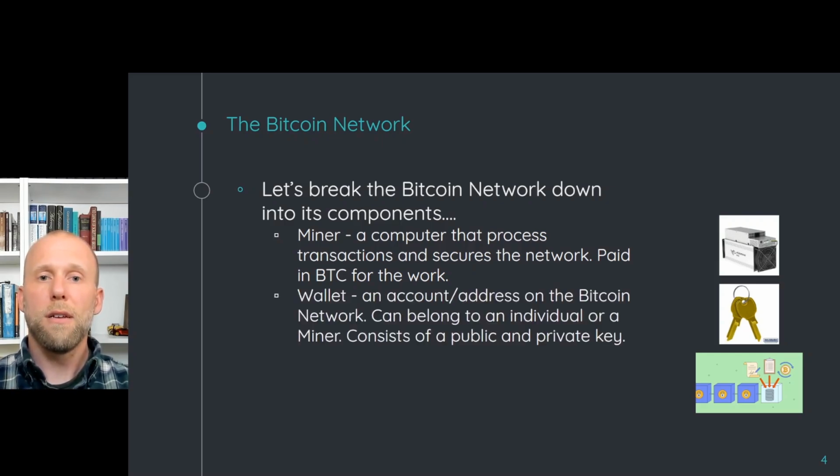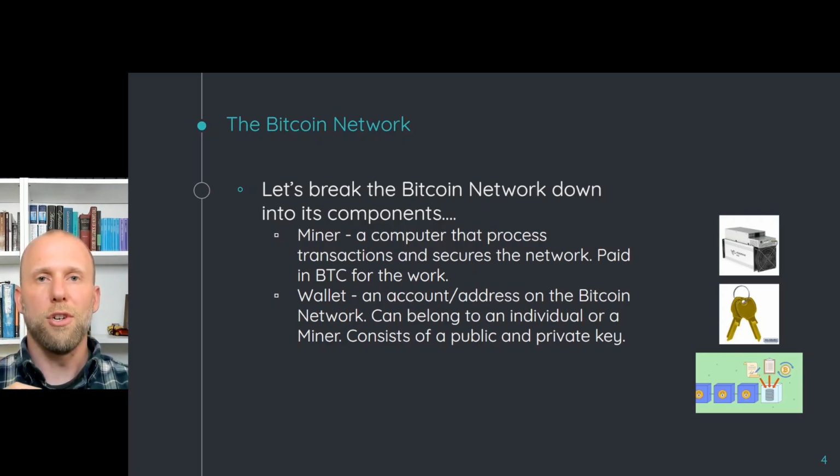A Bitcoin wallet is an account or an address on the Bitcoin network. It can belong to an individual or to a mining computer, and it consists of a public and a private key. So if you've heard the term Bitcoin wallet or crypto wallet before, that term can be a little bit of a misnomer because it can make you think that you have something that you are storing your Bitcoin in. If you've seen a cold wallet that's like a flash drive, it can make you think, oh, my Bitcoins are on this flash drive. And that's not how it works.